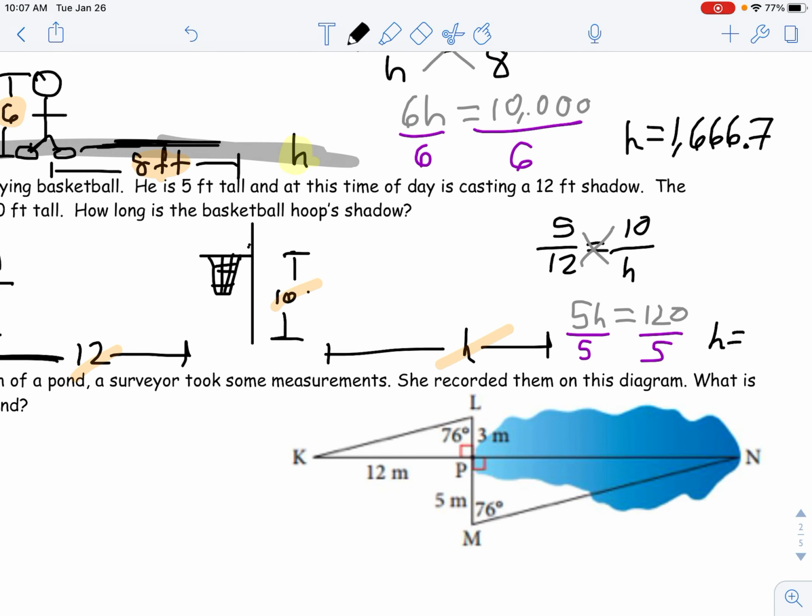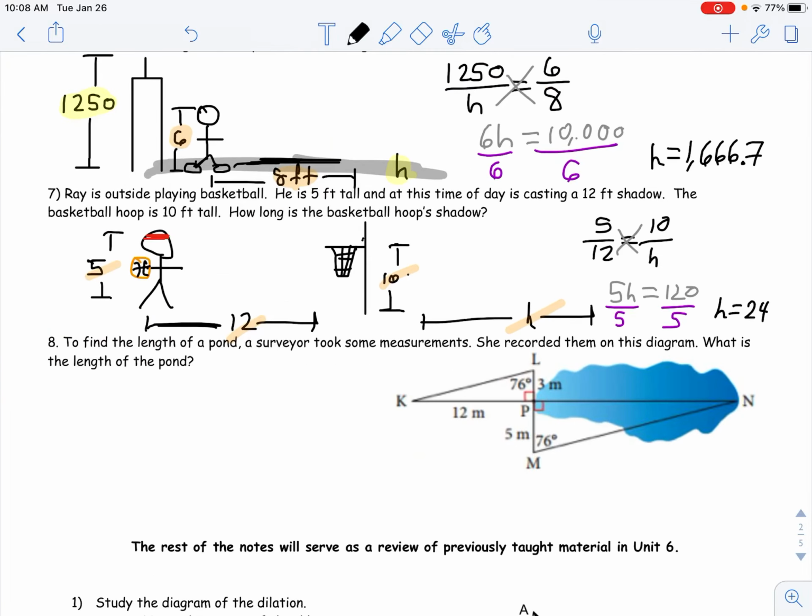And 120 divided by 5, I believe, is 24. And I don't know why I used a calculator. I already said I knew the answer. And then one more problem, and then we'll talk about more things.